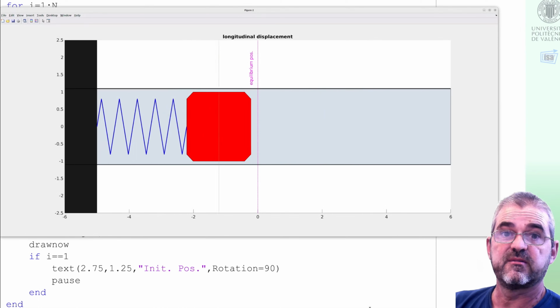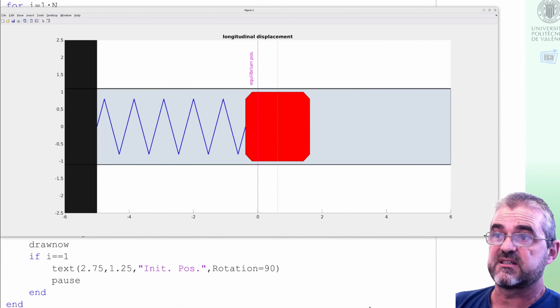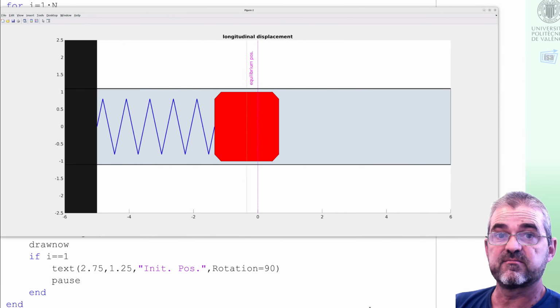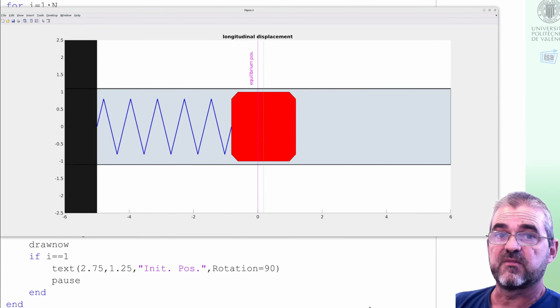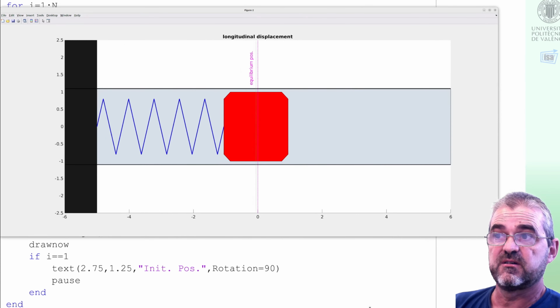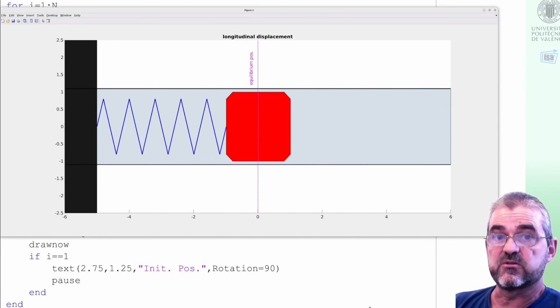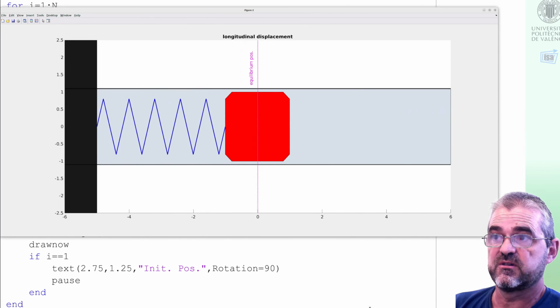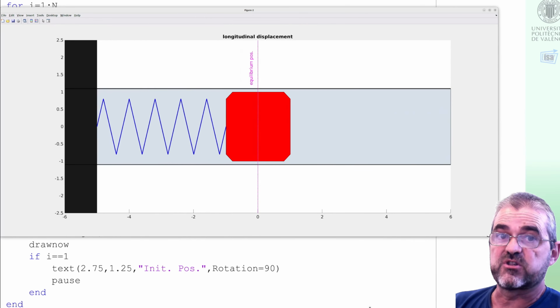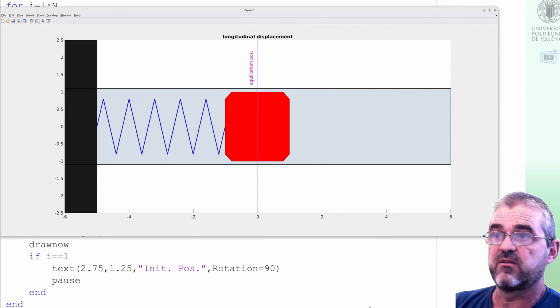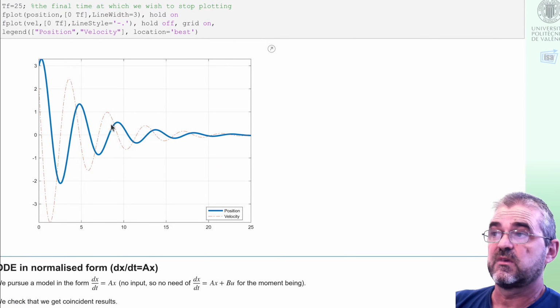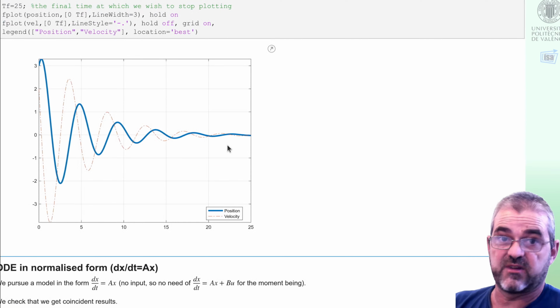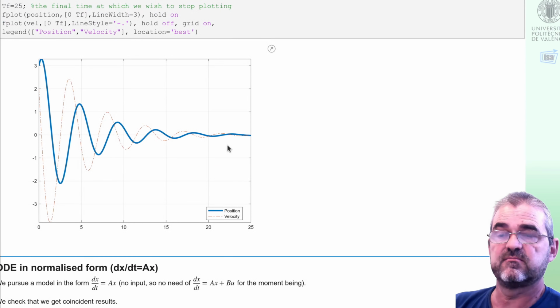we end up with this animation that plots the required response, illustrating the meaning of the solution of the differential equations in a possibly better way than just presenting these time response plots. But okay, the data is exactly the same.